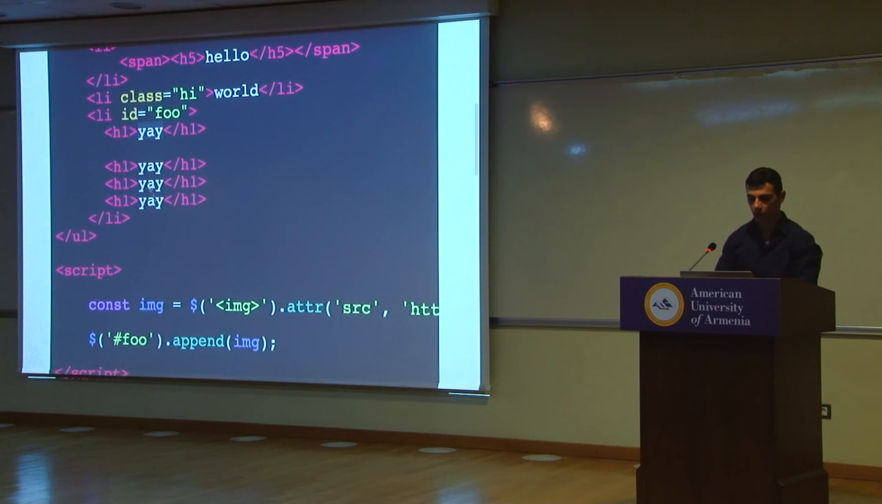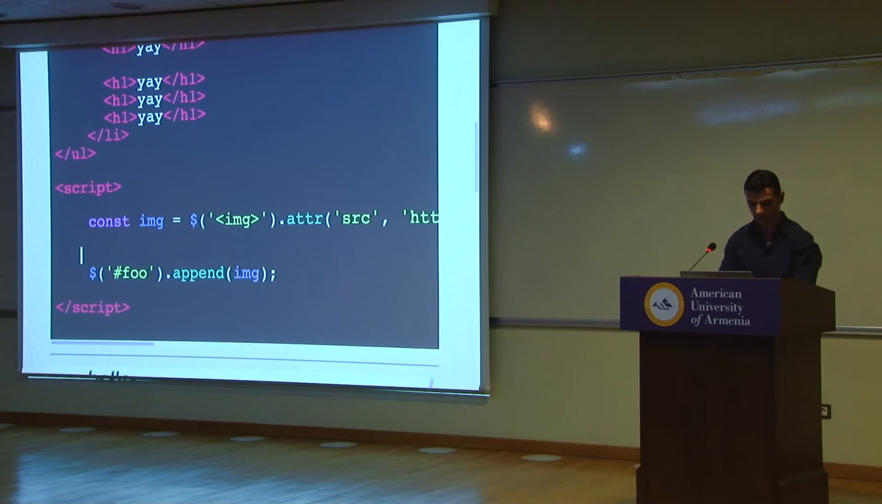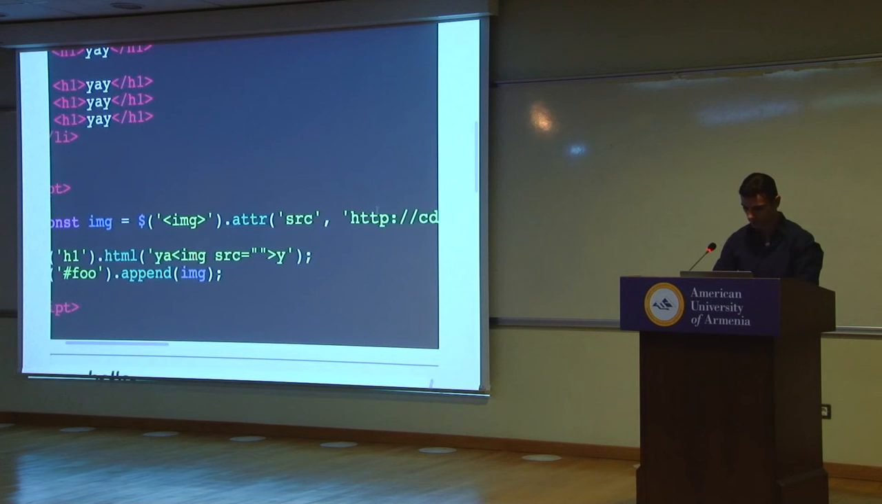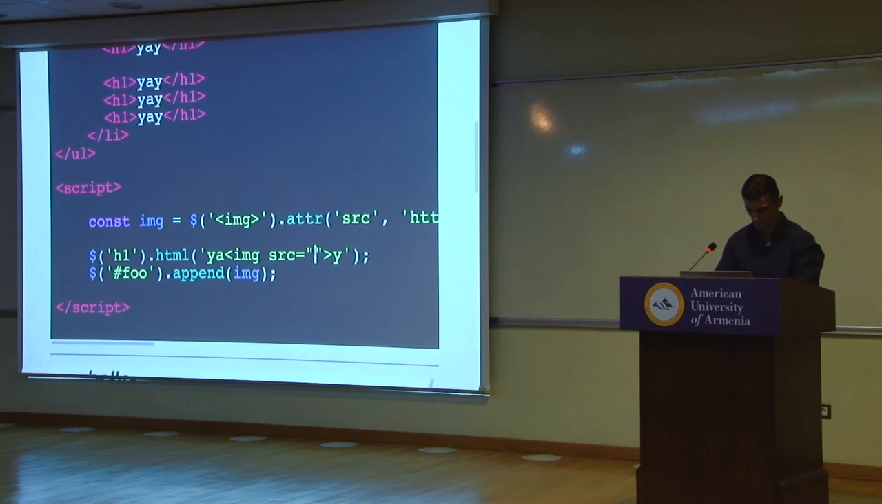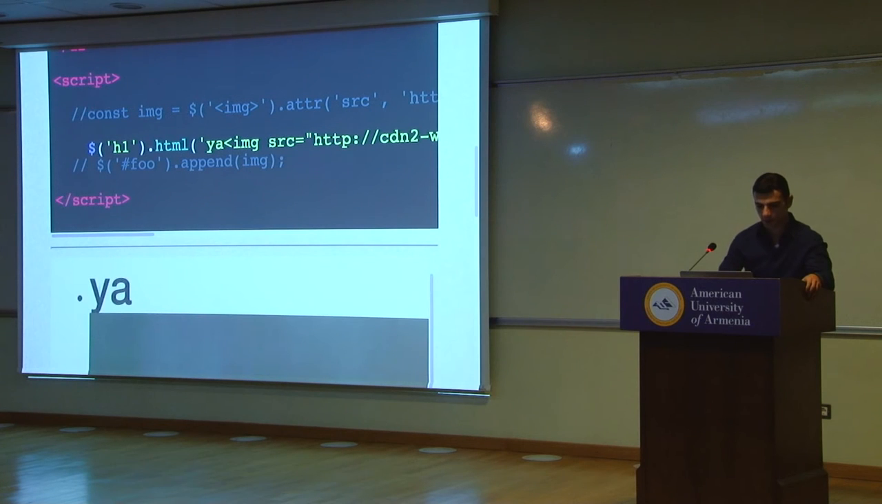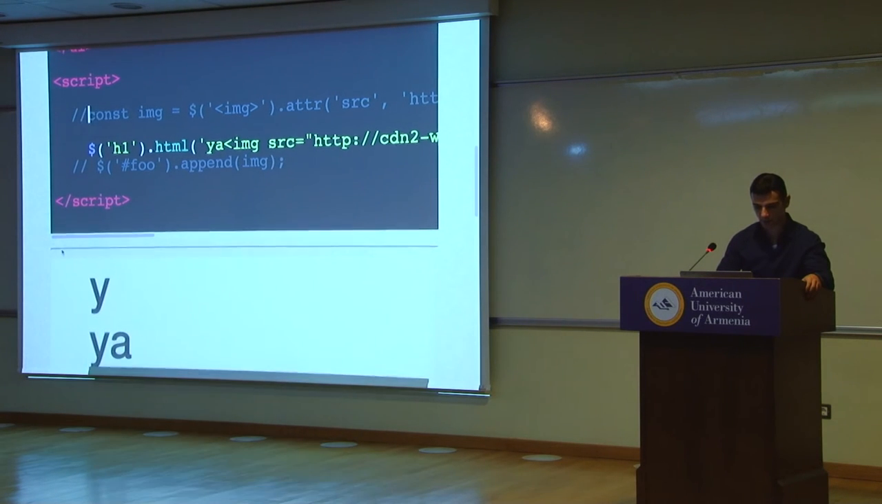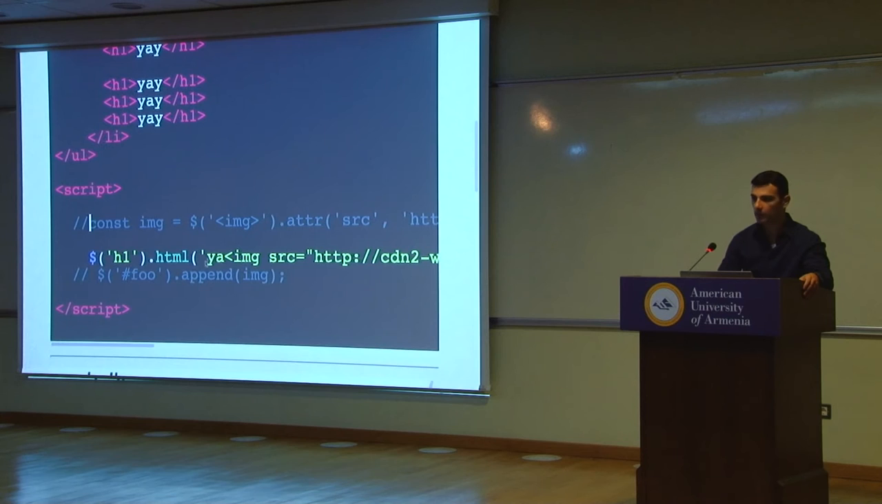You could also do this. We could select H1, sorry. And then do .html on it, where we say yay. And then just before the second yay, we put an image source. And then we take this here. Hang on. There. Now let's not do this, and let's not do this. So what you should see now is yay, image, and then yay, which is kind of what you were looking for, right? Okay. If we don't have anything in the HTML, how can we assign a link? How can you?